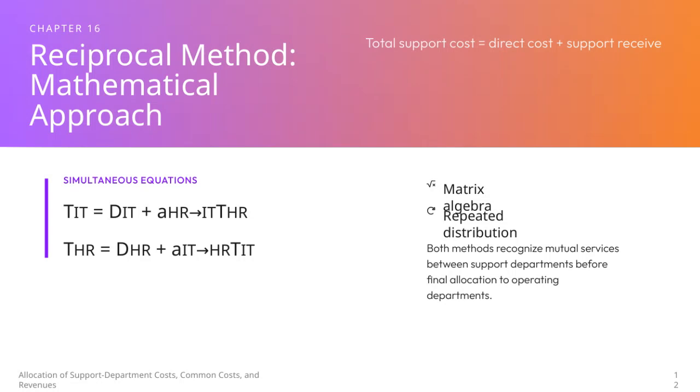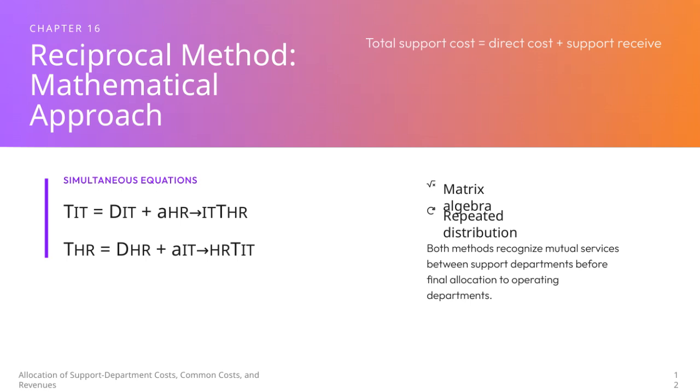Here, we're diving into the reciprocal method, which is a mathematical approach to allocating support department costs. The key idea is that support departments provide services to each other as well as to operating departments, and this method captures those mutual services accurately.